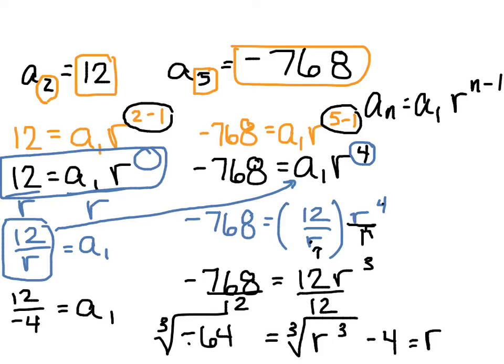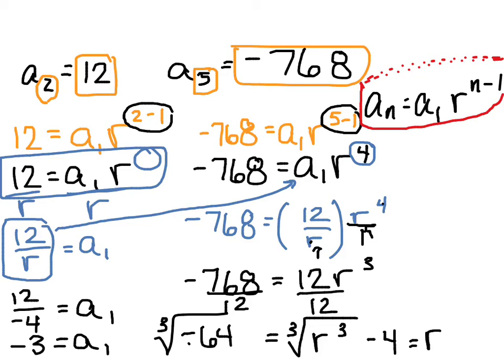So 12 divided by negative 4 is negative 3 equals a1. So what you've done is you've gotten all the components to writing a rule. All right, and so over here in red, this again was the formula for writing a rule.